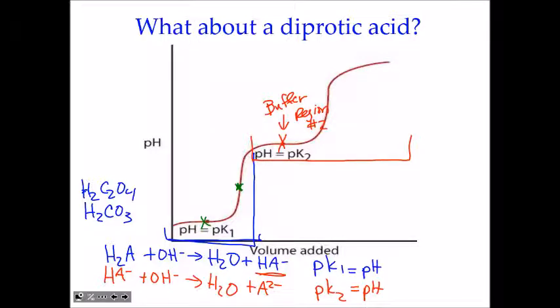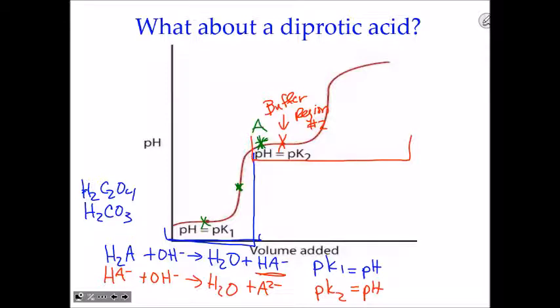You have 2 buffer regions going on, but they're not going to have you work through lots of the math with these. What they will probably do is give you the graph, and then ask, at this point of the curve, which species is the most abundant in solution? Like right here, say this is point A, which species is going to be the most abundant at that particular part of the curve? Anybody know? Right there where I marked A.